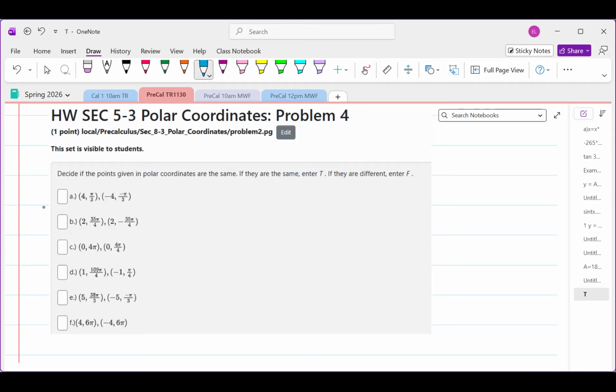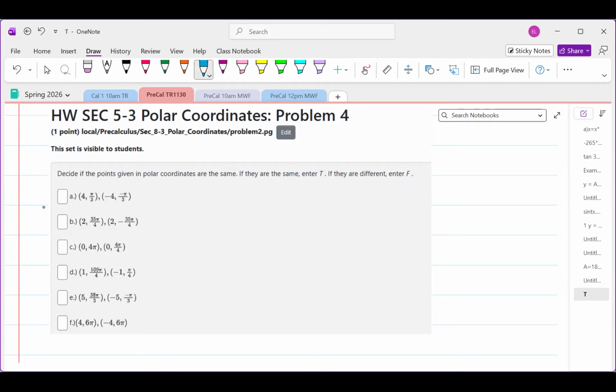Another way, though, is to take both points and run through the XY calculation. Because if they're the same, then the X and Y coordinates will be the same, because there's only one X and one Y that'll get us to that location.